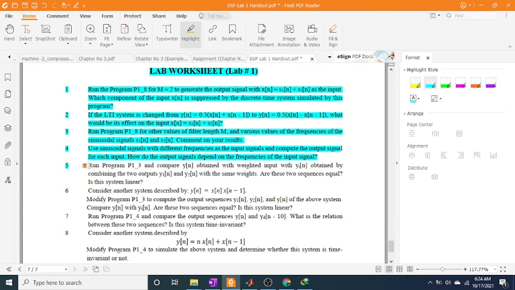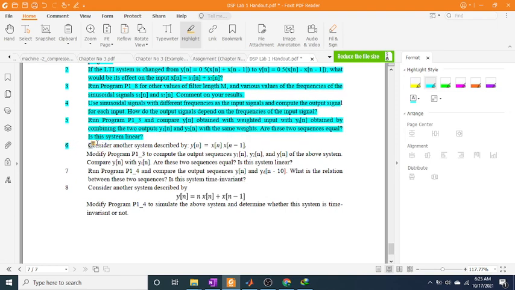5. Run program P1_3 and compare y[n] obtained with weighted input with yt[n] obtained by combining the two outputs y1[n] and y2[n] with the same weights. Are these two sequences equal? Is this system linear?